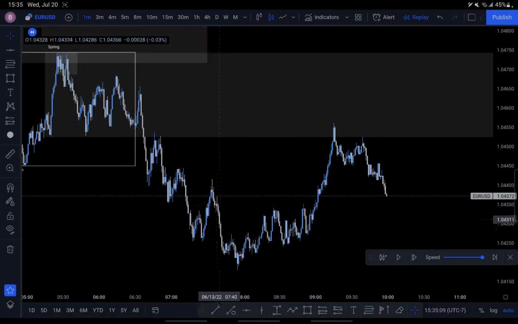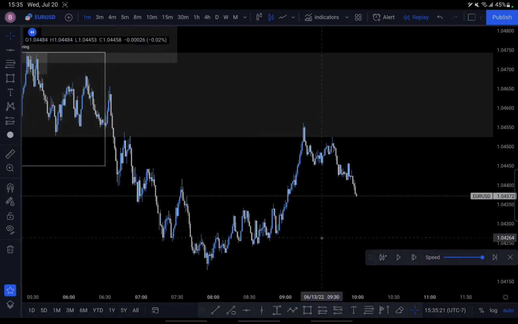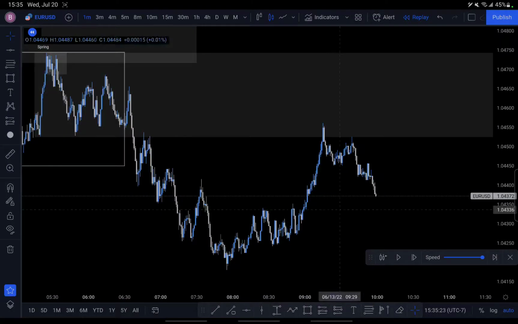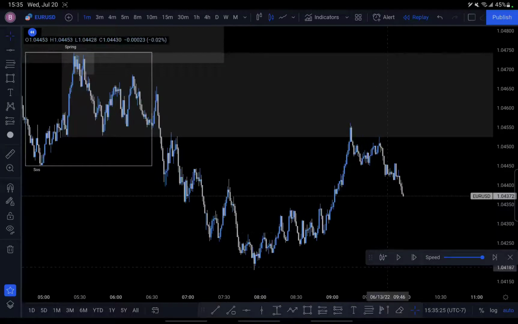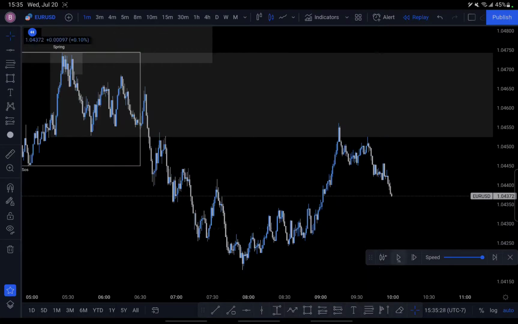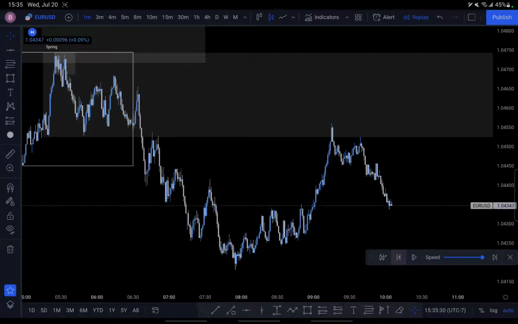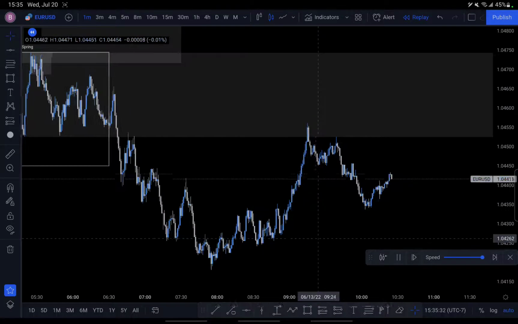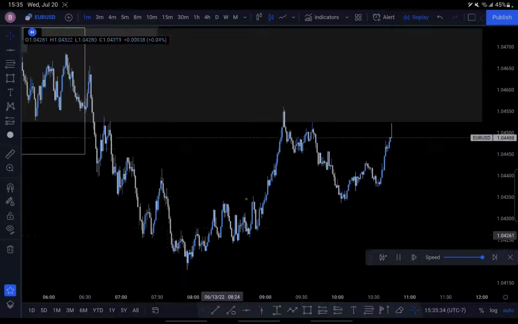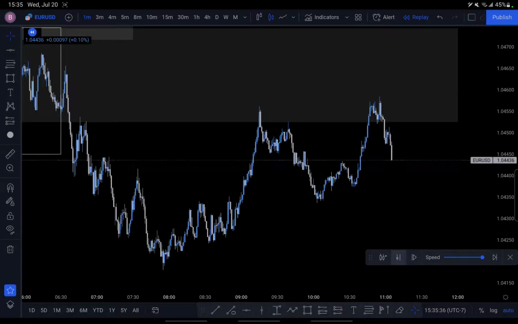Okay, we have equal lows, they got liquidated. Okay, our spring, break up, and then a test of our demand zone here before price takes off to the top side. So let's see if we can identify Wyckoff in the distribution. I don't know if I called this an accumulation or a distribution, but that's an accumulation.